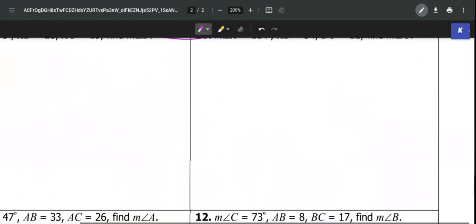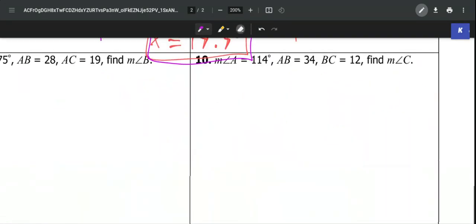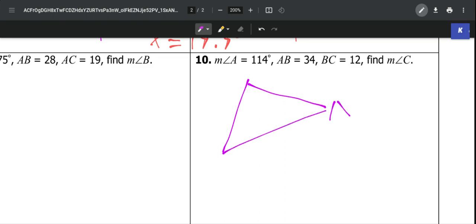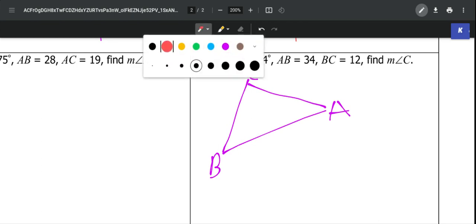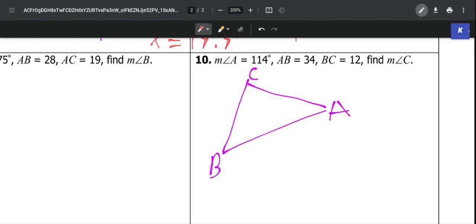So let's look at that. Number 10. We have a triangle ABC again, and I'm going to try to draw it for you. I always draw it the same way: this is A, this is B, this is C. And we're going to fill in what they gave us. Angle A is 114, AB is 34, BC is 12. Then they want us to figure out what this is, so we're going to call that X degrees.